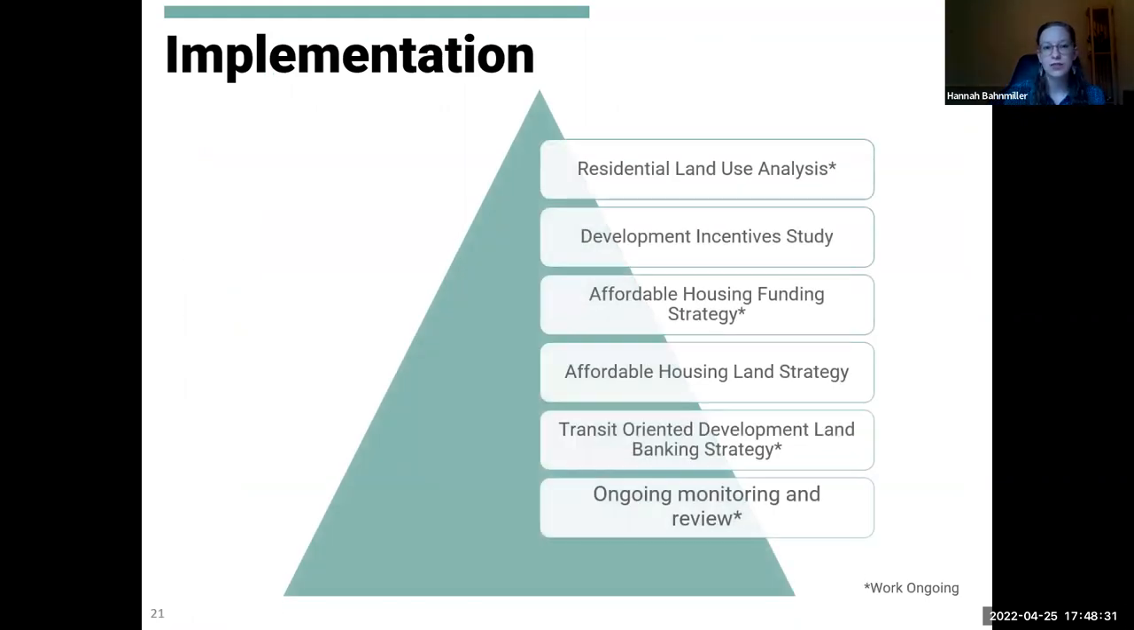The last component of the Housing Action Plan I want to reference is the implementation strategies. These are six topic areas that require more coordination and analysis to support future actions. Four of these have work ongoing at different stages, including the residential land use analysis, the affordable housing funding strategy, TOD land banking strategy, and ongoing monitoring and review. This implementation work reinforces the goal of the Housing Action Plan, which is to increase housing availability and affordability.